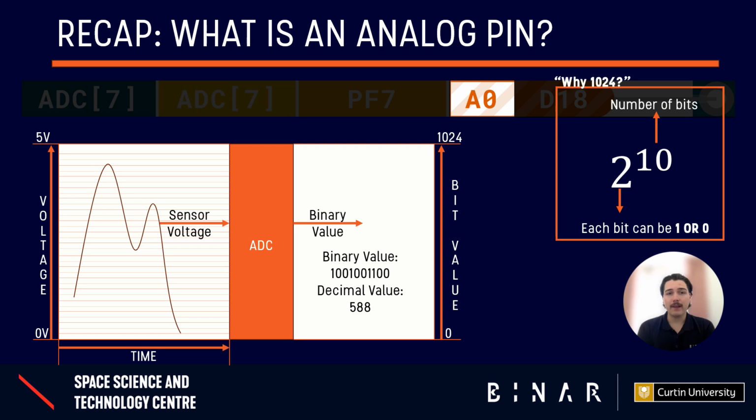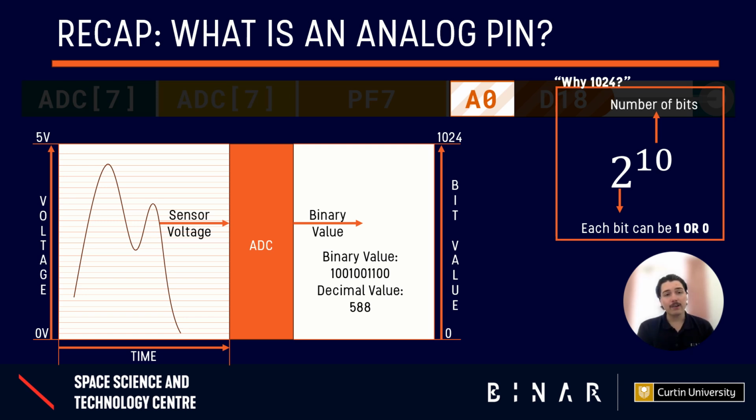It translates a continuous analog signal into discrete values that our microcontroller can understand and process. Therefore, it will also round down to the nearest bit that corresponds to the continuous voltage value. These pins convert this by utilizing an ADC, or an analog to digital converter.